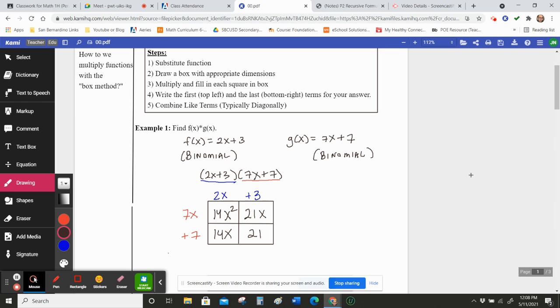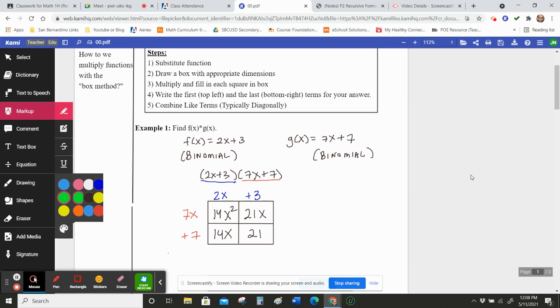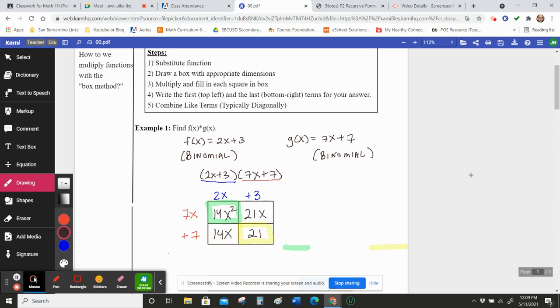So the final answer would be, first we need to write the top left term and the bottom right term as part of our answer. That would be this term right here. And the last term, which is this term right here, I'm going to fill those in as 14x squared. The last one was 21, and that was positive, so I'm going to put a plus 21. The only thing is that we're missing the middle term to be able to figure this out, and for that, we need to combine like terms.